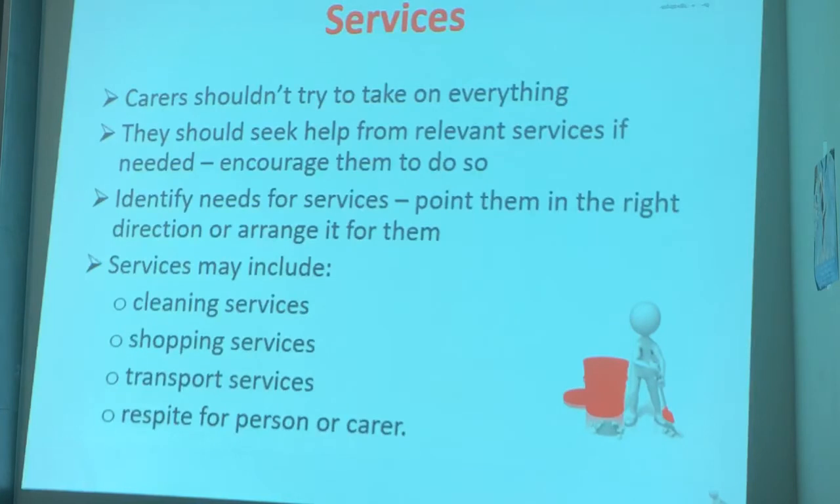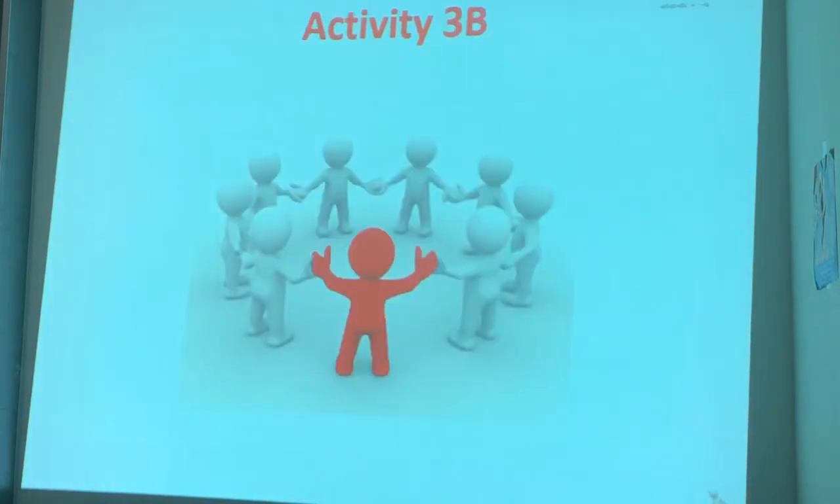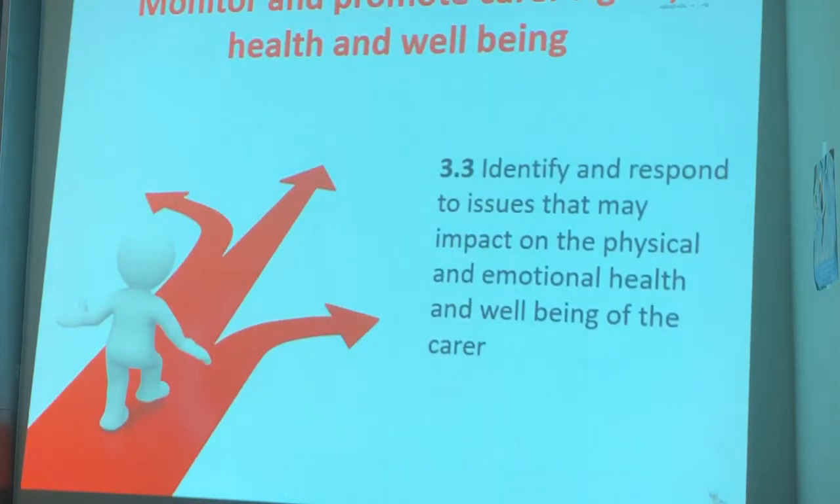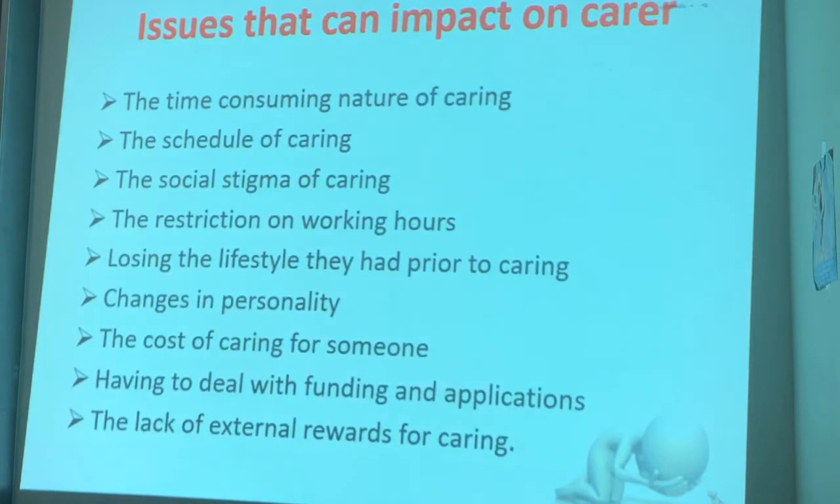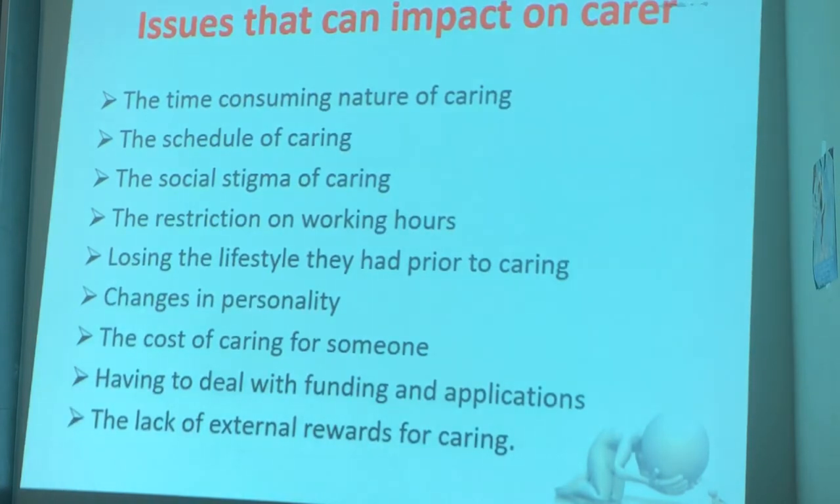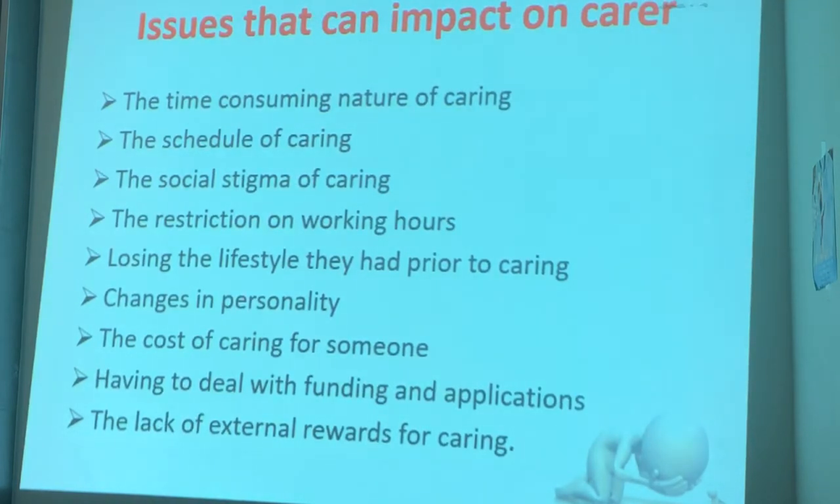Okay? Next, identify and respond to issues that may impact on the physical and emotional health and well-being of the carer. Under that we have issues that can impact on caring: the time-consuming nature of caring, the schedule of caring, the social stigma of caring, the restriction on working hours, losing the lifestyle they had prior to caring, changes in personality, the cost of caring for someone, having to deal with funding and applications, and the lack of external rewards for caring.